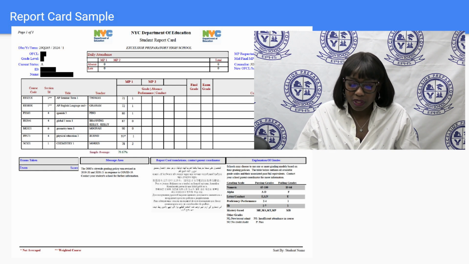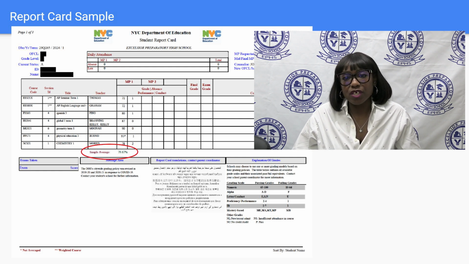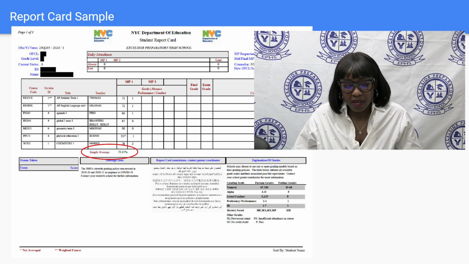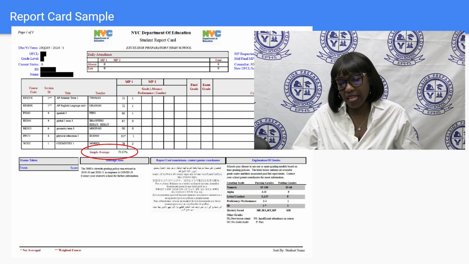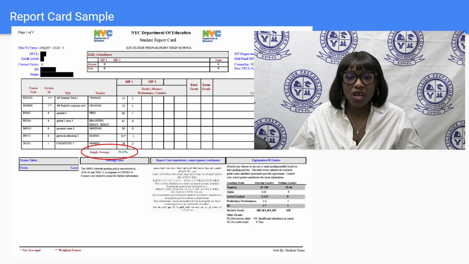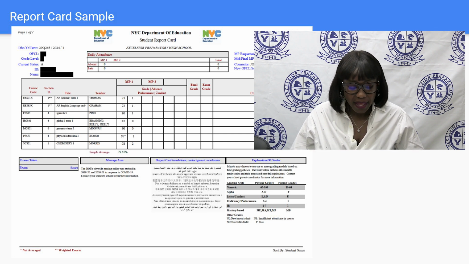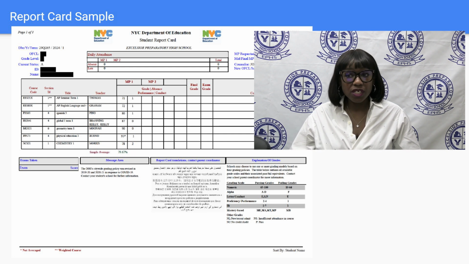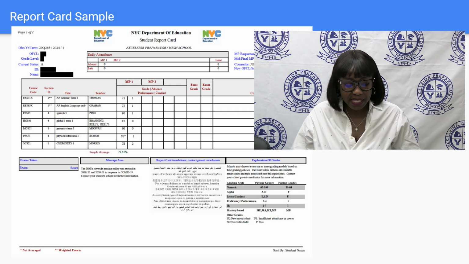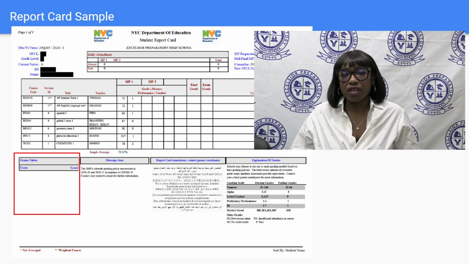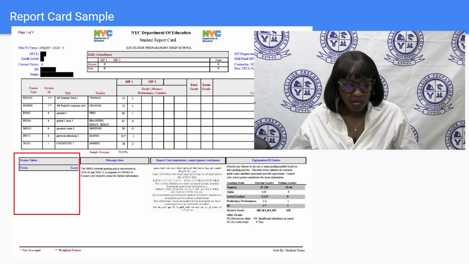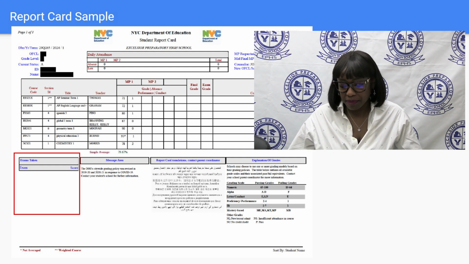Then below the grades, you will see a simple average. The simple average is the accumulation of all of their classes added up together and divided by the amount of classes that they take, and that gives you an average of their grade. If the child is scheduled for any Regents, below where it says exams taken or exam scores, their Regents scores would be placed in that area. And also if there are any upcoming Regents, they're usually labeled at the bottom of that.